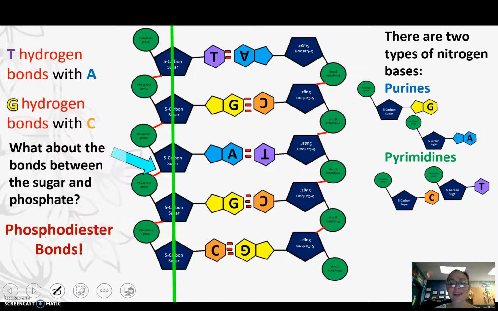So when we look at DNA, and we line up our sugar and phosphate backbones, you can see right now that they're all pretty even. But you also notice, look at the center part.